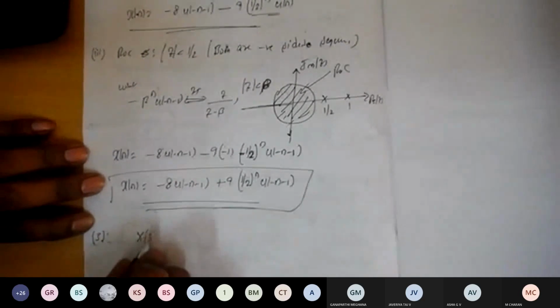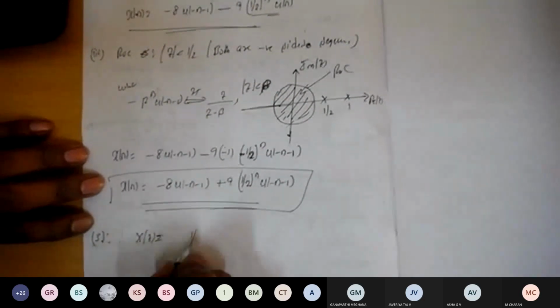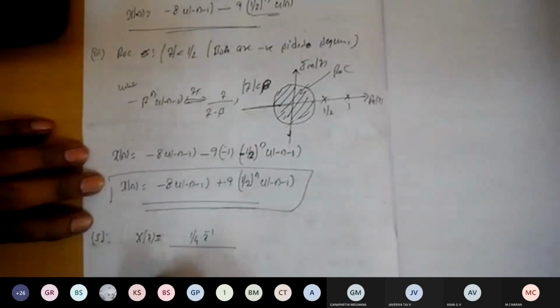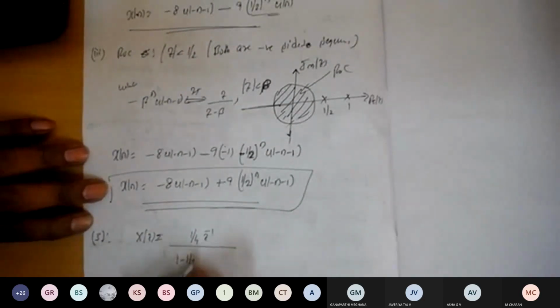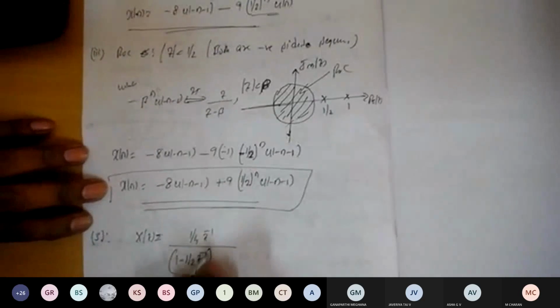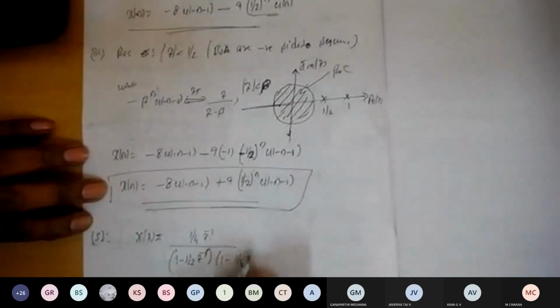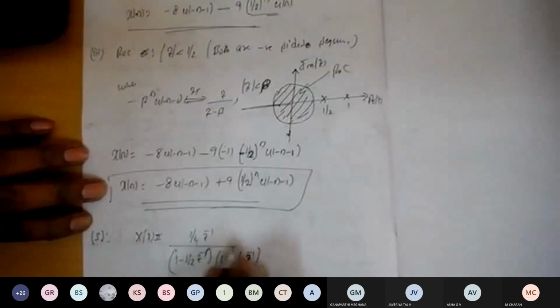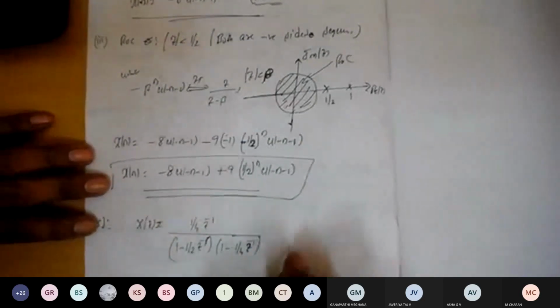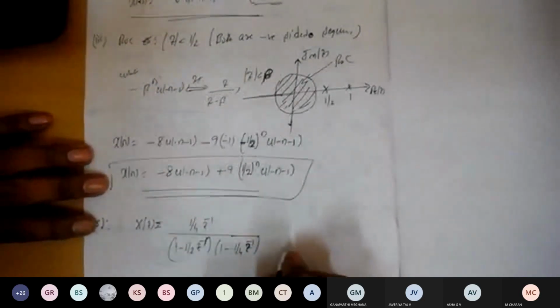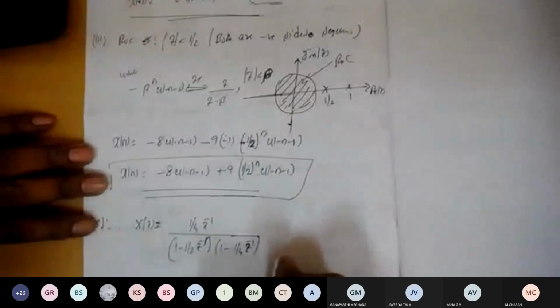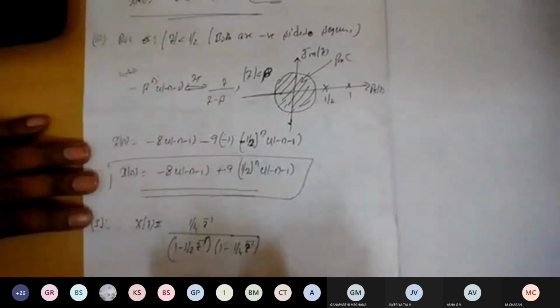So take the third problem: X of Z is equal to 1 by 4 into Z inverse, divided by 1 minus 1 by 2 into Z inverse, into 1 minus 1 by 4 into Z inverse. With the ROCs, we'll take three different conditions here. I'll tell you what the different ROCs are.